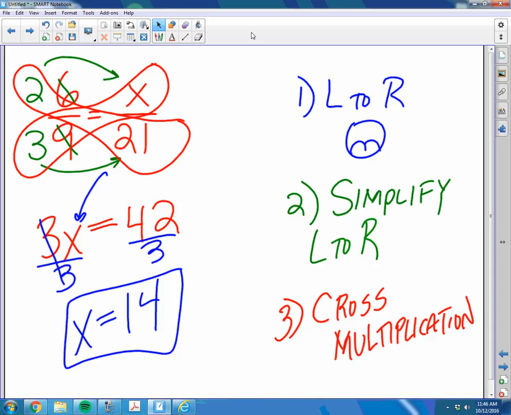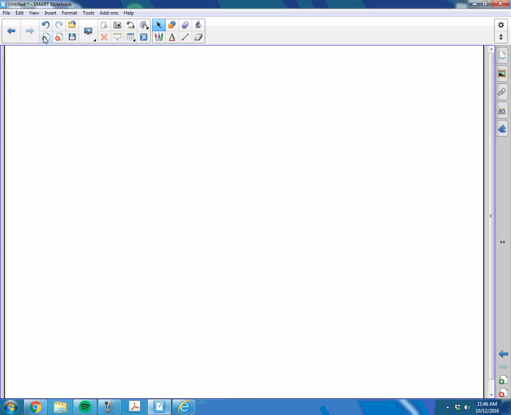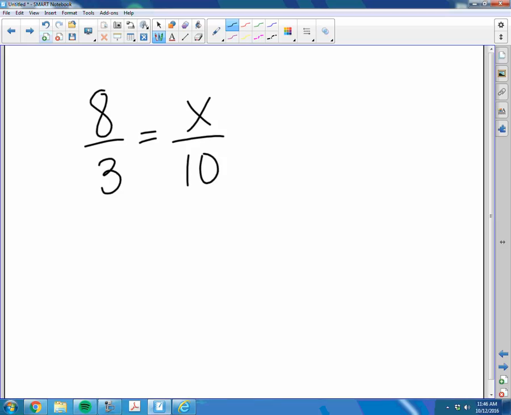Cross multiplication. By the way, a shortcut way of doing that is, say you had 8 over 3 equals x over 10. Is there a way to go left to right? No. 3 to 10? Not really. There is, mathematically, but it's not the easiest way. Is there a way to simplify 8/3? There is not, so we are stuck with the cross multiplication.